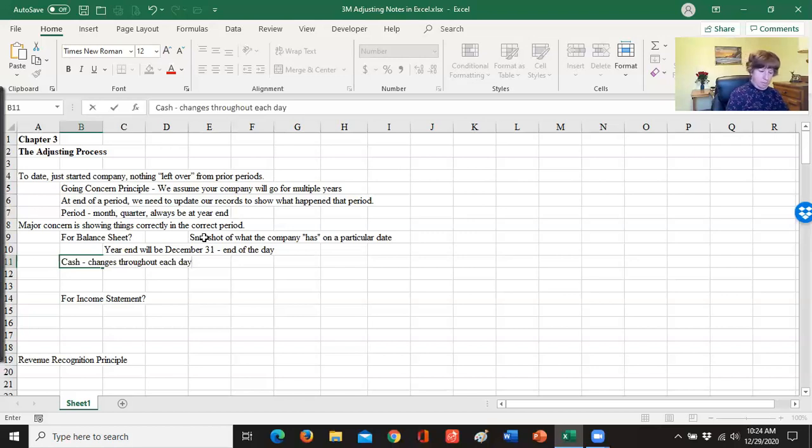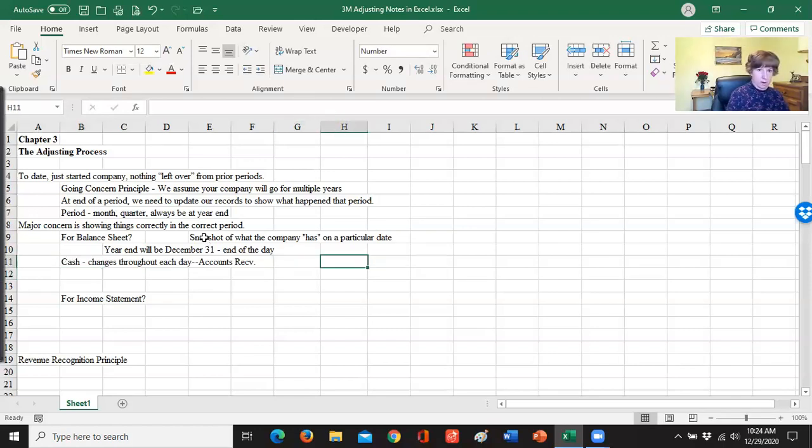Accounts receivable changes as well. Those are the easiest ones to think about because, again, if I collect the cash, it's cash. If I haven't collected it yet, it's accounts receivable. So whatever happens by December 31st is what's going to show up. We've got the same problem. So remember, these are all our assets.